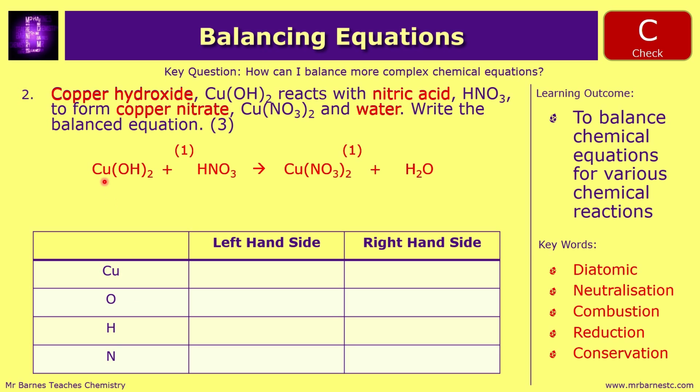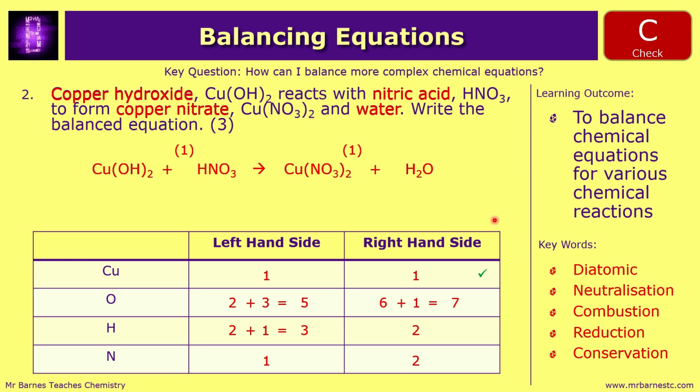Your next job, count up. So I've got 1 copper, 2 plus 3, which is 5 oxygens, 2 plus 1, which gives me 3 hydrogens, and then 1 nitrogen. On the right hand side, I've got 1 copper, I've got 2 times 3, which is 6, plus my 1 over here for my oxygen, which is 7 in total. Hydrogen, I've just got the 2, and then nitrogen, I've got 1 inside the bracket, but I've doubled it, so I've got 2.